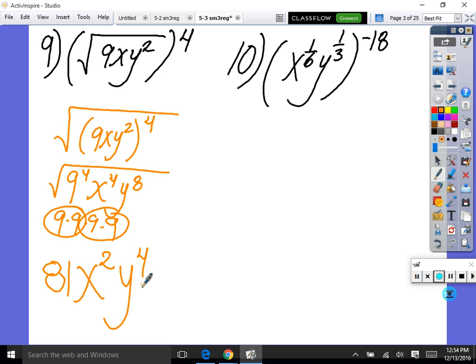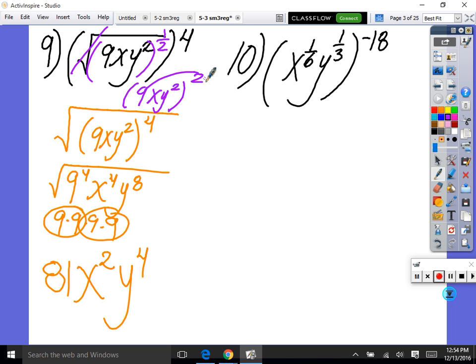Another way of doing it, which is just as easy, if not easier, is to say, I know that this stuff is raised to the 1/2 power. Same thing as square root, correct? Raise the power to a power, you multiply. What's 4 times a half? 2. 4 times a half. So that's 9xy squared to the 2nd power.